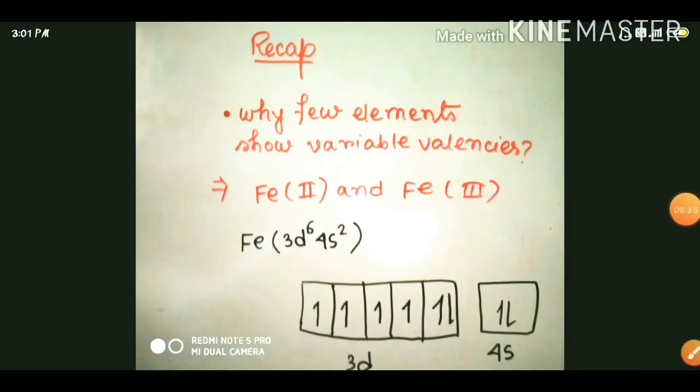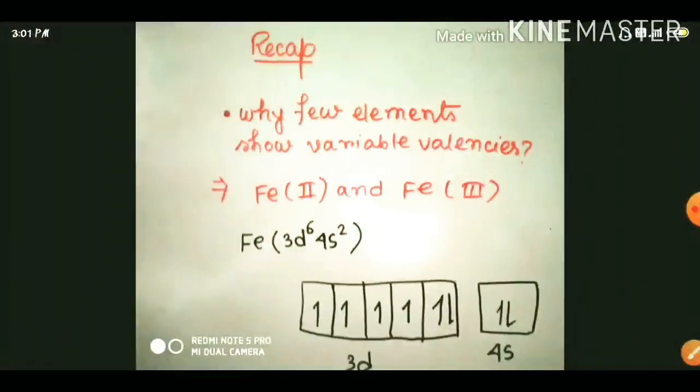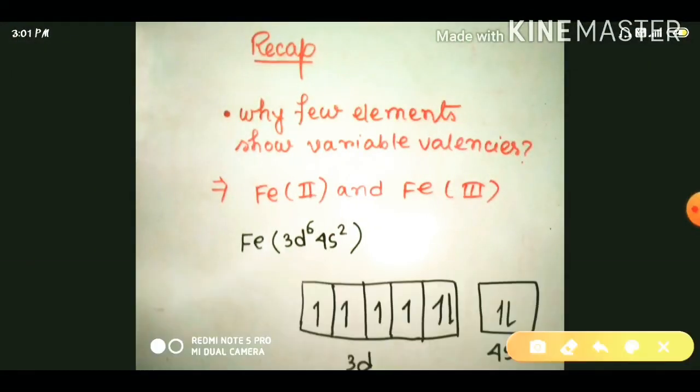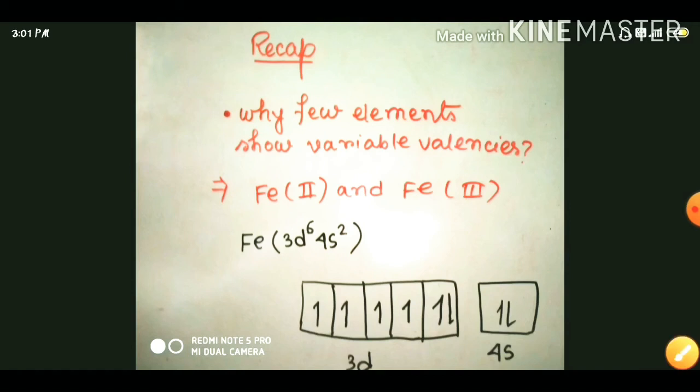Okay, sodium is monovalent. Then why do a few elements like Fe, copper, right? They show variable valencies. Why? Because Fe is also 2+ and 3+, right? You can see 2+, 3+. Why? Let's see why.